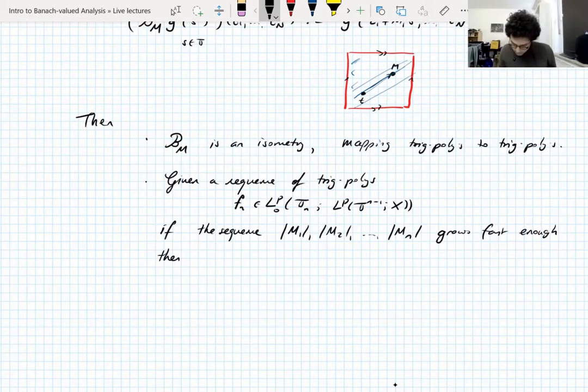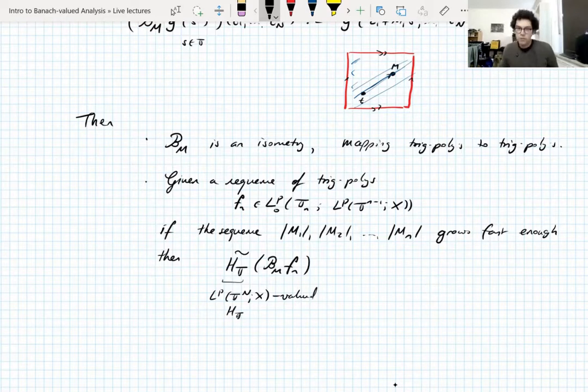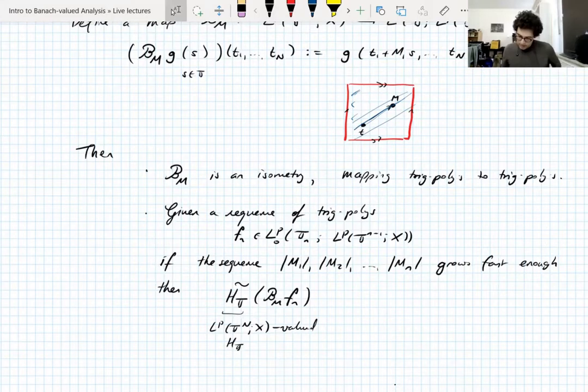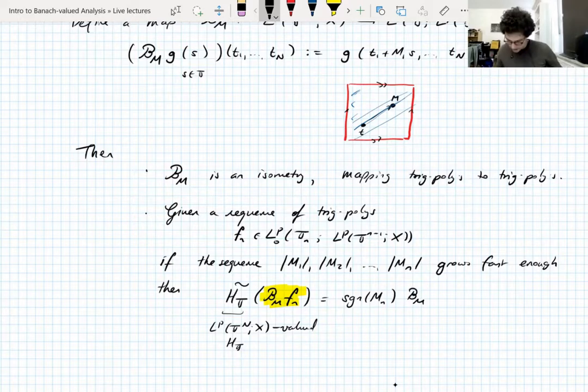then the Hilbert transform on the torus of the Bourgain map applied to f n, I'll write a tilde here because, as I said before, this is the L^p(T^N; X) valued Hilbert transform. So this is the confusing part. This Bourgain map here gives you a function of 1 variable valued in a Banach space. And we apply the Hilbert transform in that 1 variable valued in that Banach space. The Hilbert transform of this Bourgain map is actually the sign of the nth term times the Bourgain map applied to the Hilbert transform in the nth coordinate of f n.